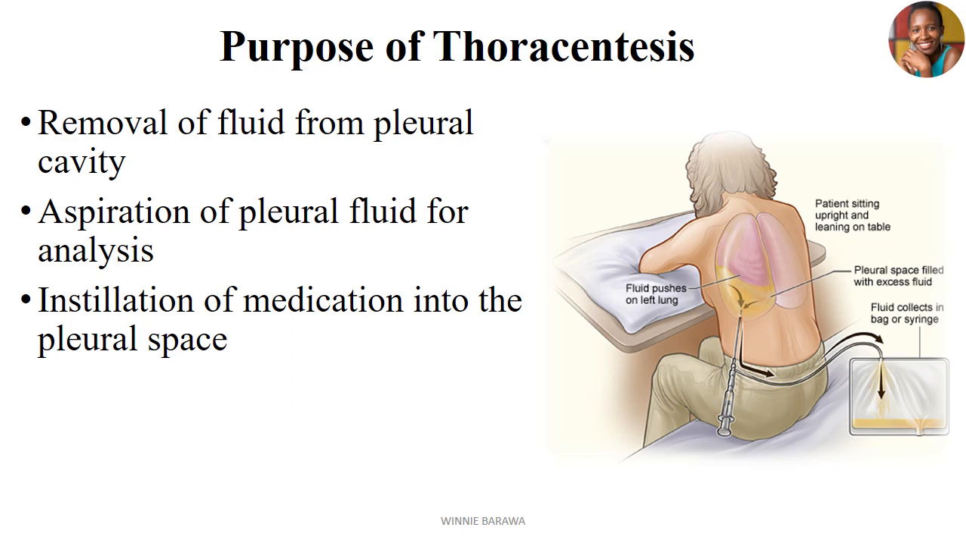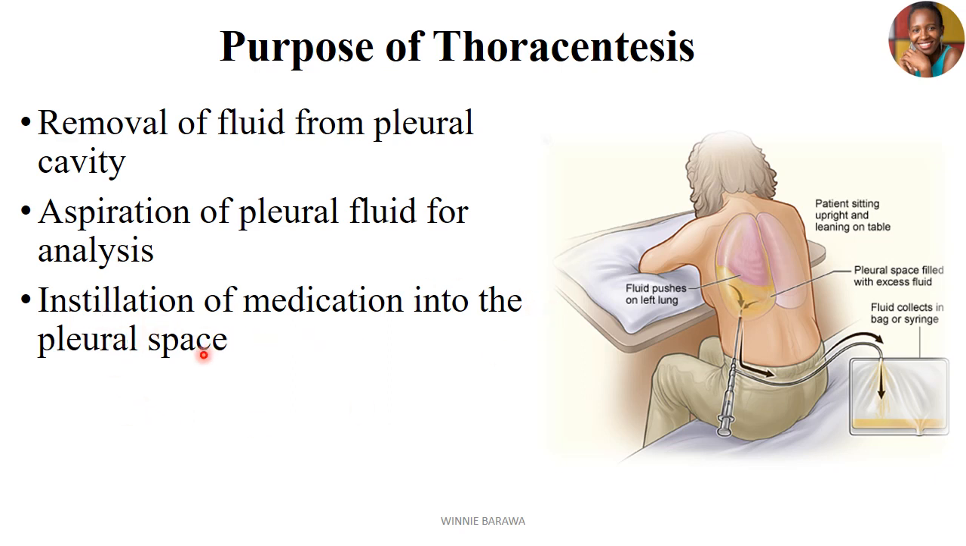The main purpose of thoracentesis is the removal of fluid from the pleural cavity. You can also aspirate this pleural fluid for analysis. So in some cases where a patient presents with certain diseases, for example pleural effusion, you might go for thoracentesis to remove this excess fluid, majorly for pathological analysis, wanting to determine what is inside there, what the color is, and which microorganisms were building up in that pleural space during this disease. You can also go in for thoracentesis for instillation of medication into the pleural space.